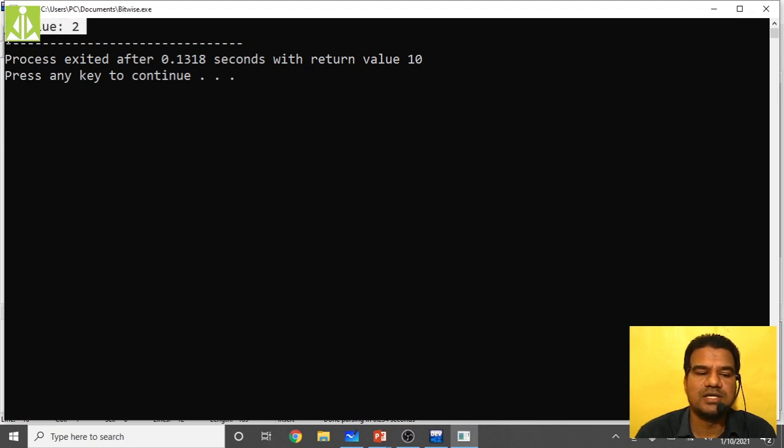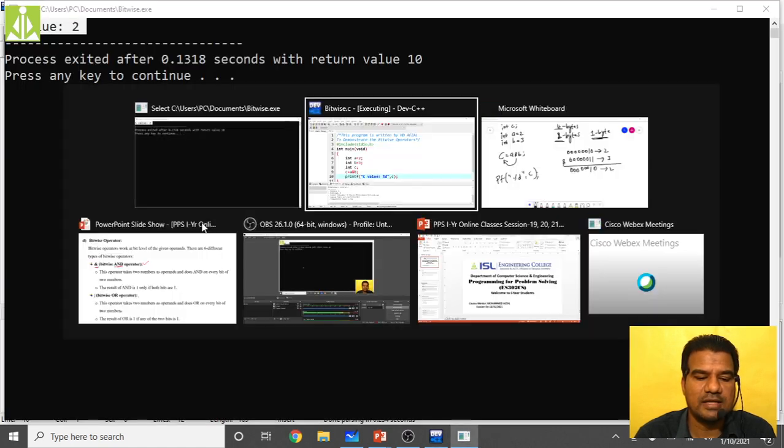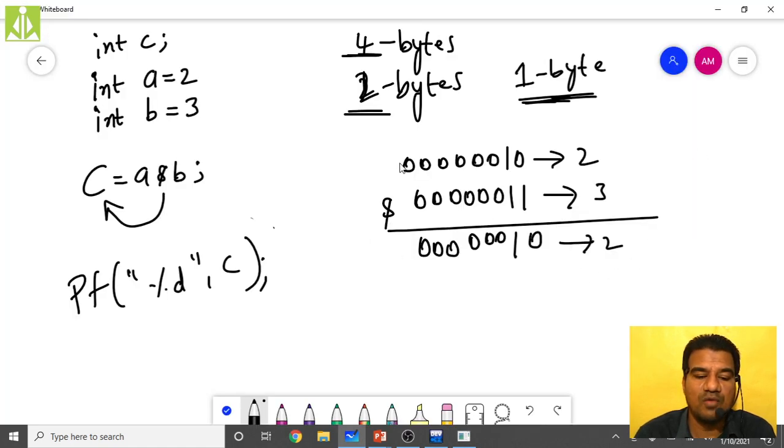Whatever we discussed, we should get the c value as 2, and we are getting the same. So how are we getting 2? Here I wrote it, you see, this is your c value. You are performing the AND between a and b. This is your a, this is your b, and between a and b you performed AND, and we got c.